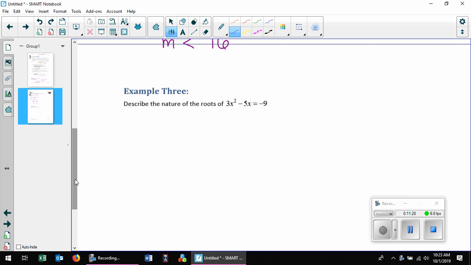Okay, so describe the nature of the roots for this one. What am I going to do? What's step 1? Move everything. We want to move everything to the left-hand side. Could you move everything to the right-hand side? Technically, yes. Doesn't matter, right?